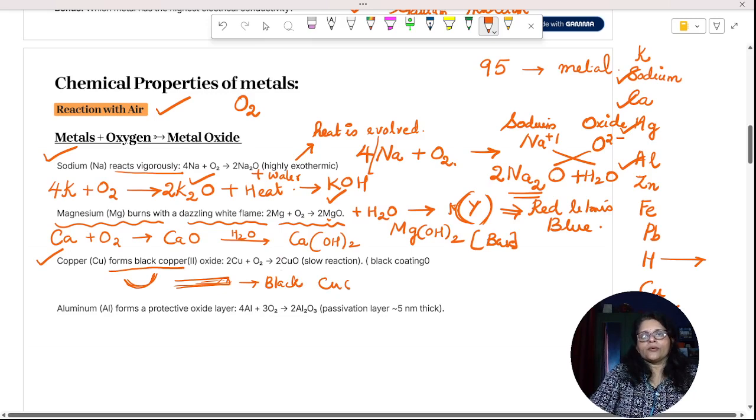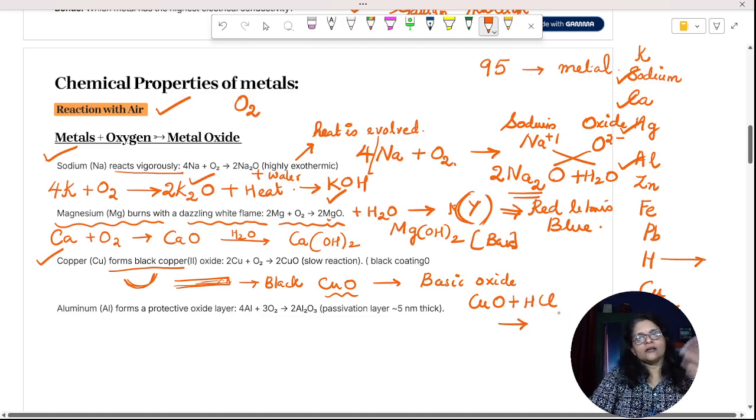It is copper oxide. Or if you leave copper out in the atmosphere, sometimes it can change into copper carbonate, or sometimes it will change into copper oxide, which means it forms a black coating. This copper oxide is also a basic oxide. It does not dissolve in water, but if you make it react with HCl, an acid, you will get salt and water as usual.